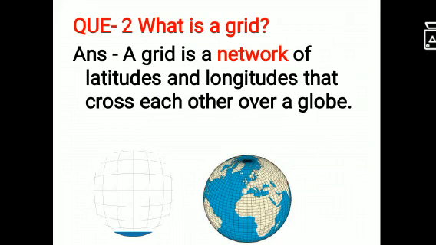Question number 2, what is a grid? A grid is a network of latitudes and longitudes that cross each other over a globe. As in figure 1 you can see there is a network shown, horizontal and vertical lines are there, and in the second figure there is a globe. You can clearly see that a grid has been formed. Grid means a network of vertical and horizontal lines that are latitudes and longitudes.